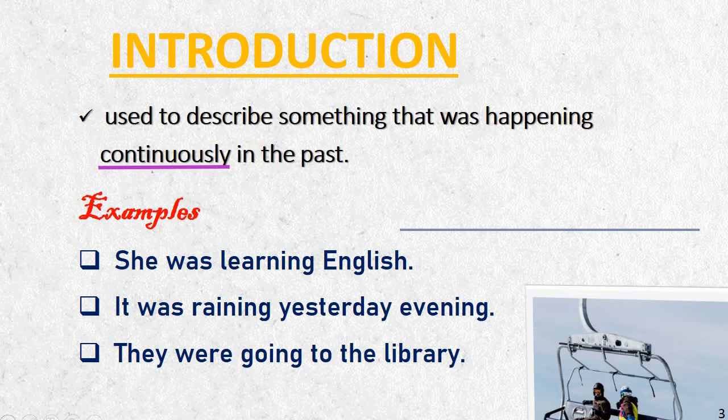Used to describe something that was happening continuously in the past. Past continuous tense is used to describe something, that means some action that was happening continuously in the past. That means that action was started in the past and it was continued in some period of the past.